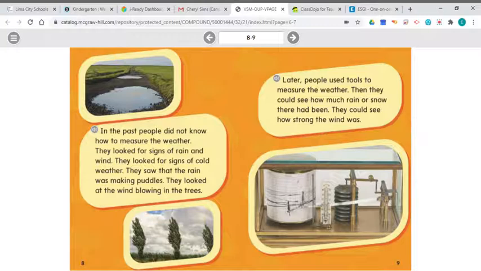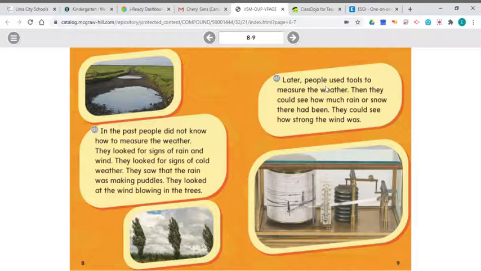Well, now I have a question. Why did people not know how to measure the weather in the past? I don't know if I'll find the answer as I read in this text, but I am going to try to look for it. Why did people not know how to measure weather in the past?